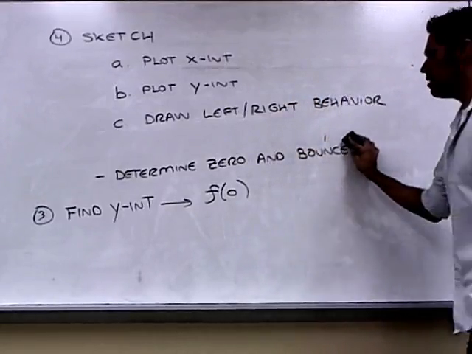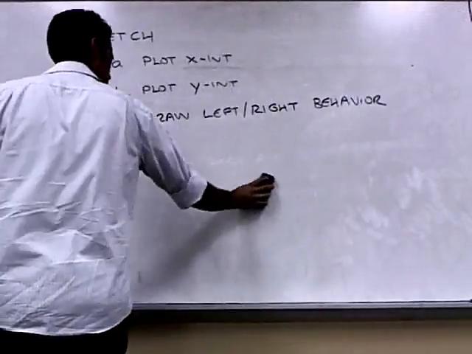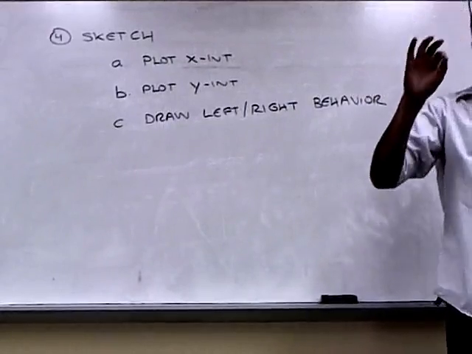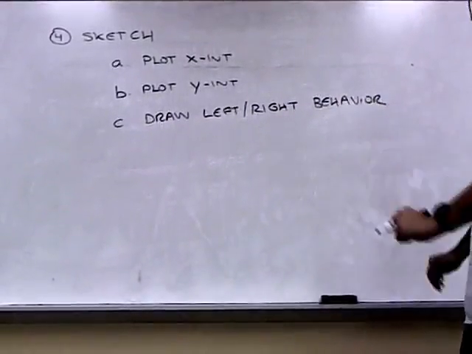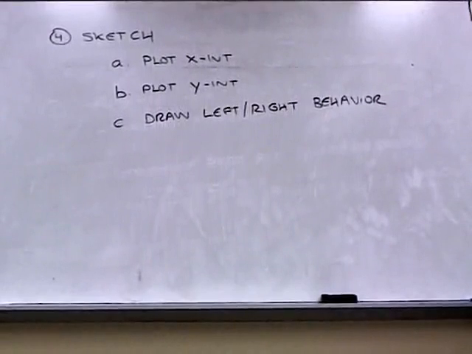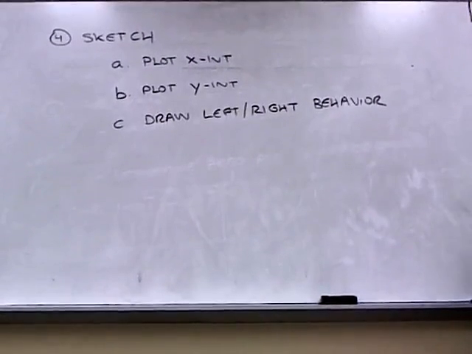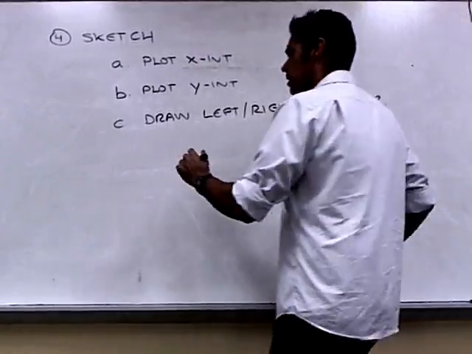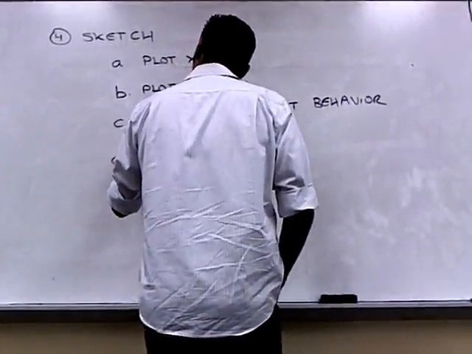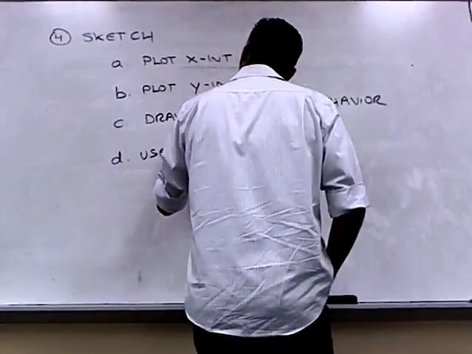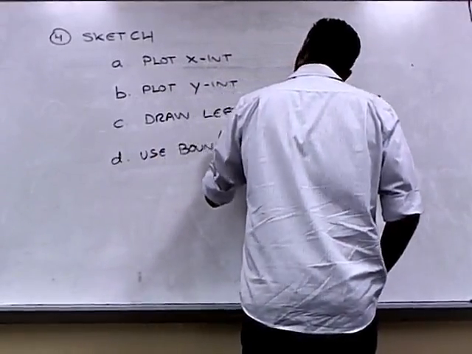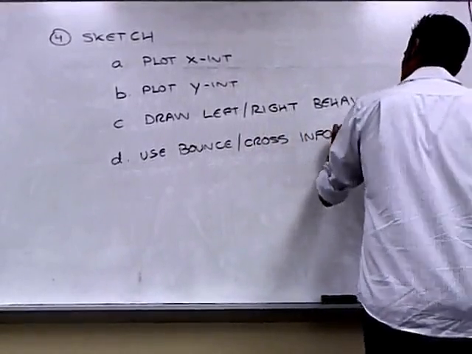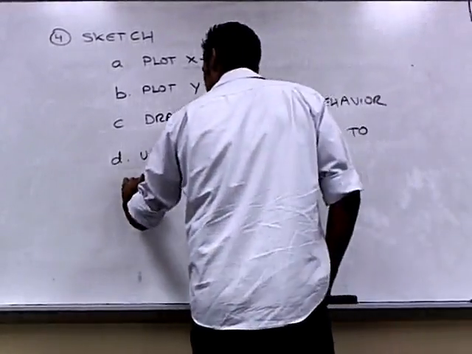What do I do after I do that? So I put all my x-intercepts down, I put my y-intercept, I draw my left and right behavior. What next? Yeah, use your cross bounce thing to draw the rest of it, right? Okay, so this is the most critical part of it. Use the bounce-cross information to complete the drawing.